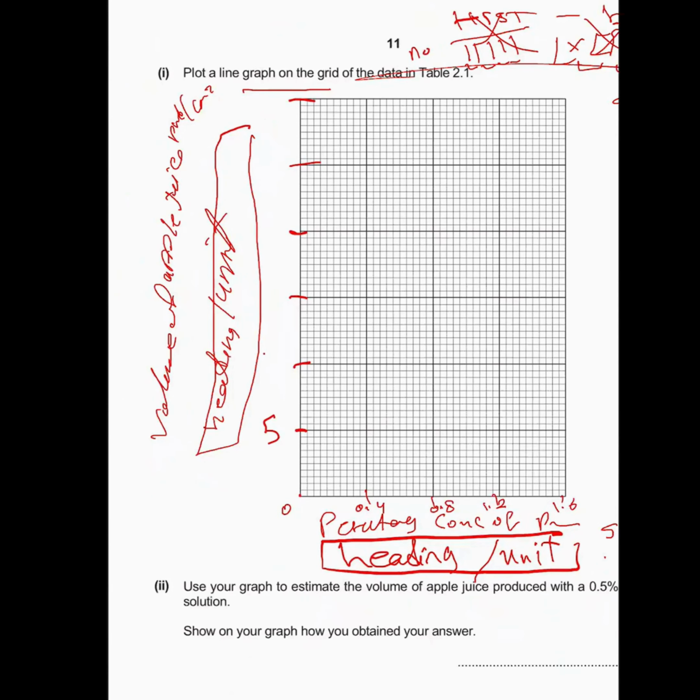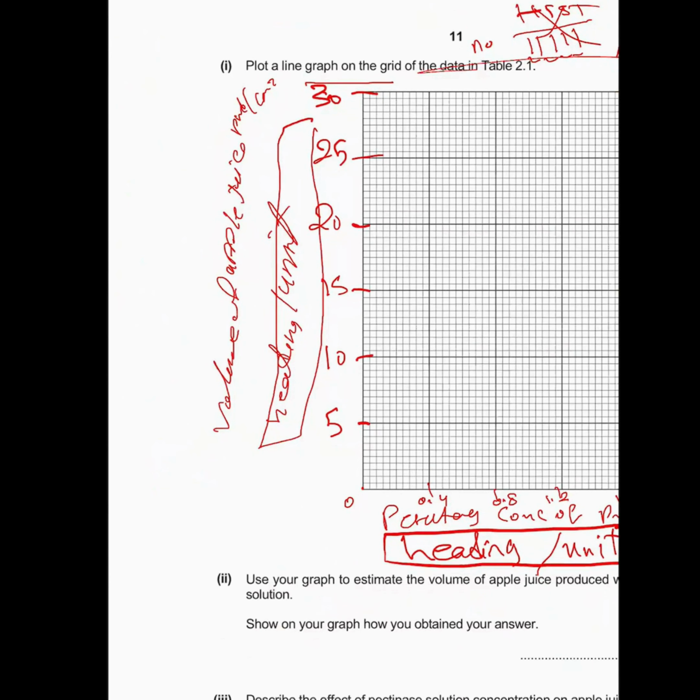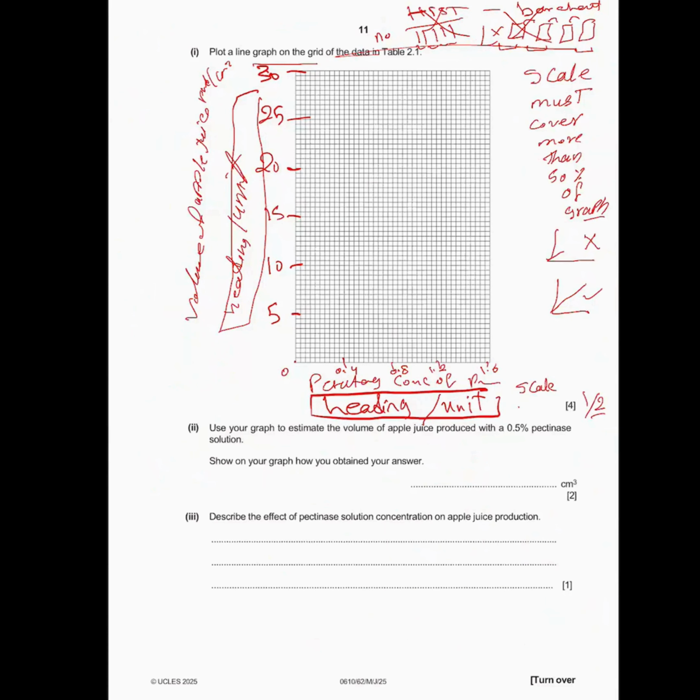So I will do it like 5, 10, 15, 20, 25, 30. Then I'm going to plot. As you remember, when I plot, I have two methods to plot. I plot with an X or I plot with a dot, then circle. Both are correct. Both very important. Please don't plot with a dot only. Why? Confusing for the examiner, the one who is taking and checking your exam.